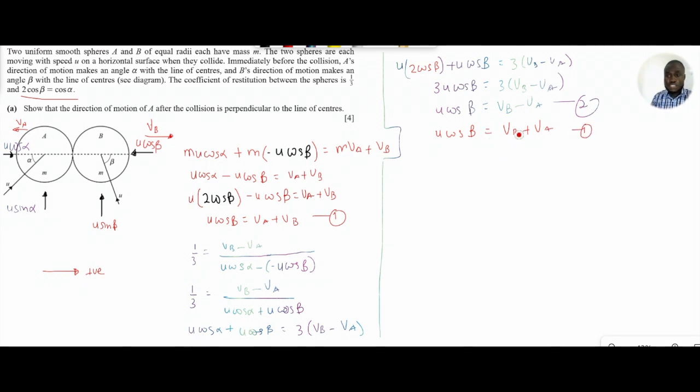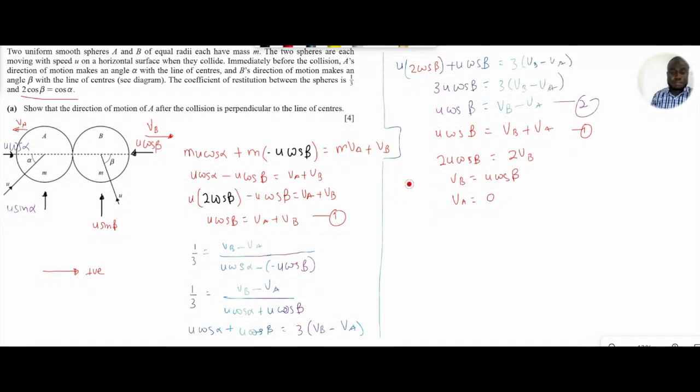Now solving these two equations simultaneously, we can add them and that will eliminate VA. And on the right we have 2VB. On the left we have 2U cos beta. And if VB is equal to U cos beta, putting that into any of these two equations gives us VA equals 0.